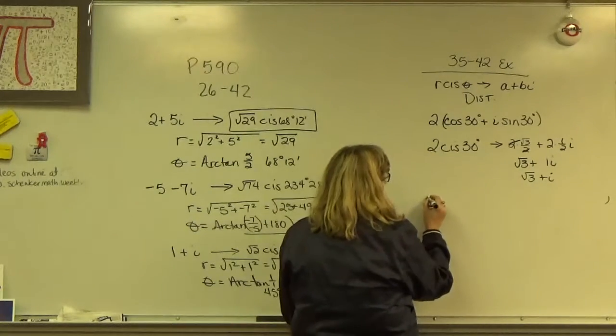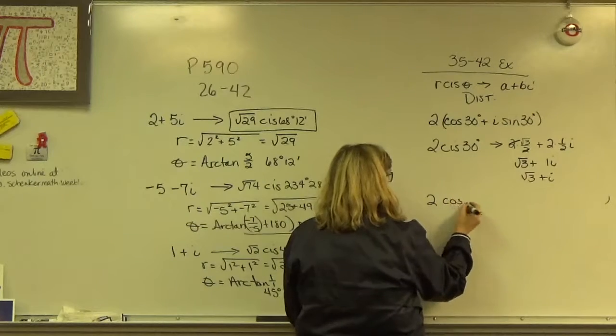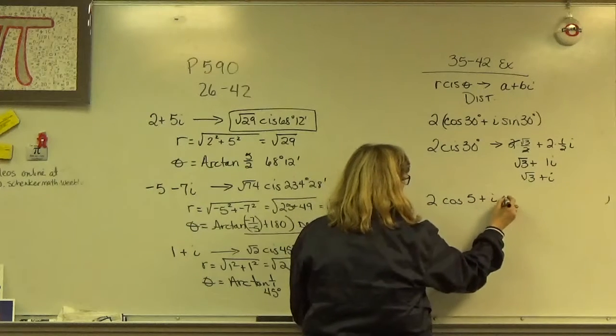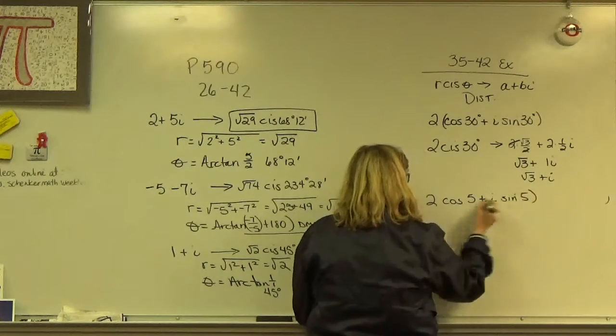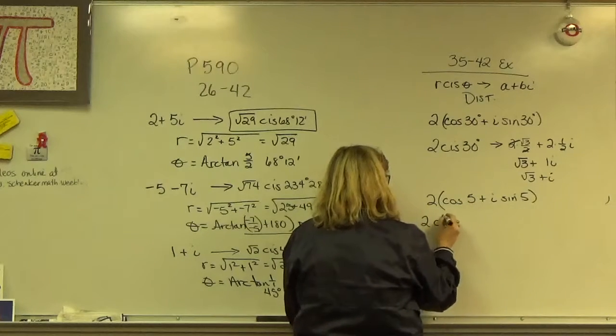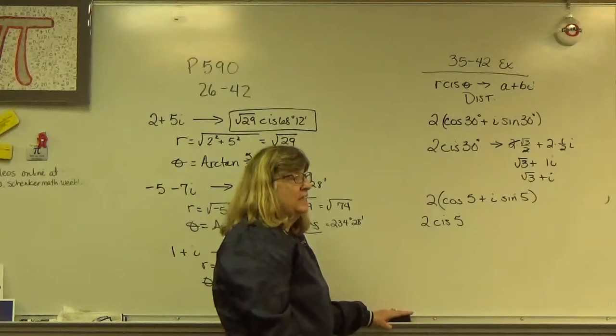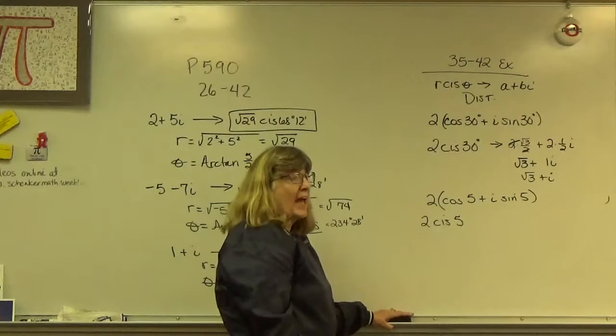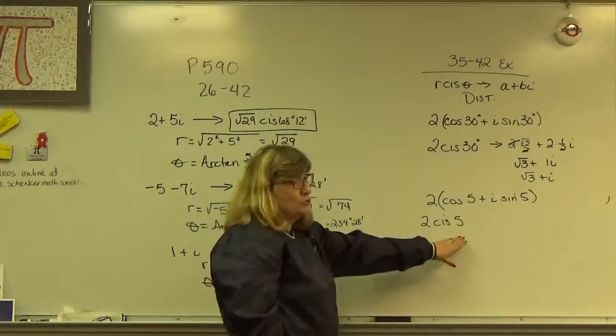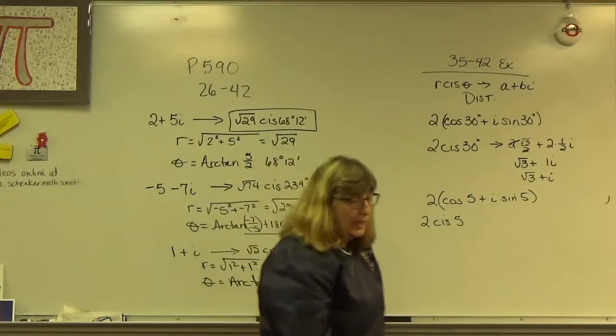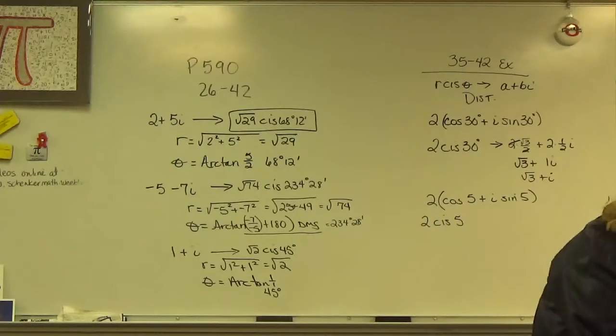Okay, next one. Let's do 2 cosine of 5, and this is the one where we need our calculator, because what's my 5 there? It's not in degrees, I didn't put a degree symbol, so that means it's in rads. A real number is rads, so you need to make sure your calculator is changed to rads. How do you know when it's in rads?